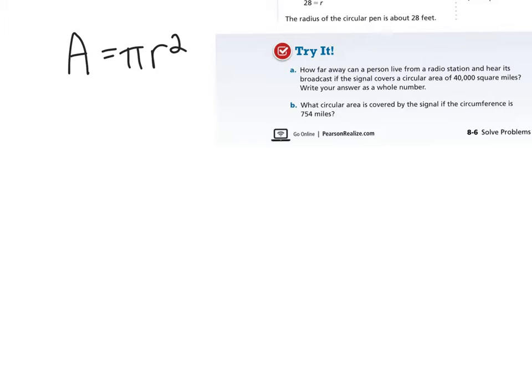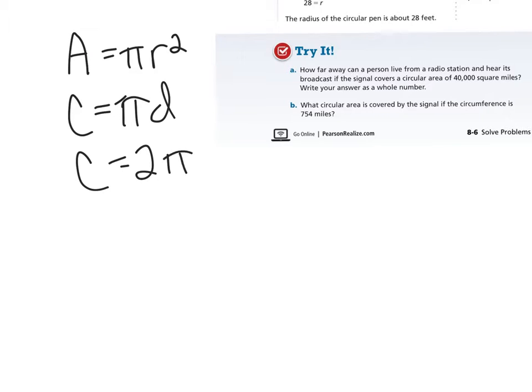Another couple of formulas that we might need for this lesson involves circumference. So we had one formula, circumference is pi times diameter. We also had circumference is 2 times pi times the radius. So these will be three formulas, again, all on your reference sheet, that we'll be looking at as we do some of these problems.